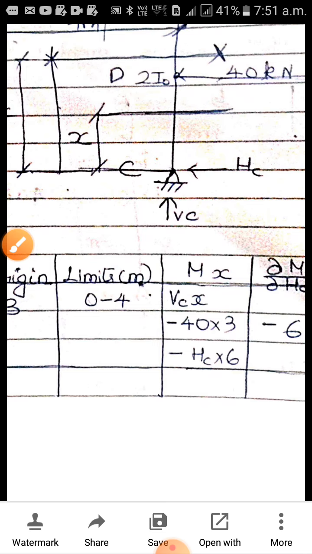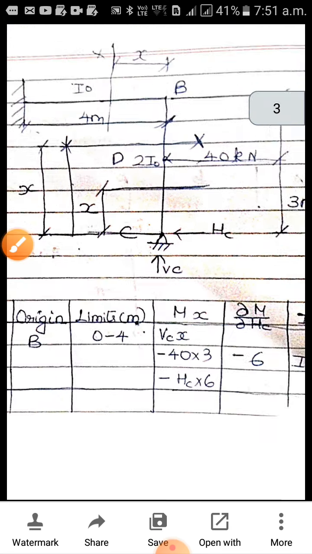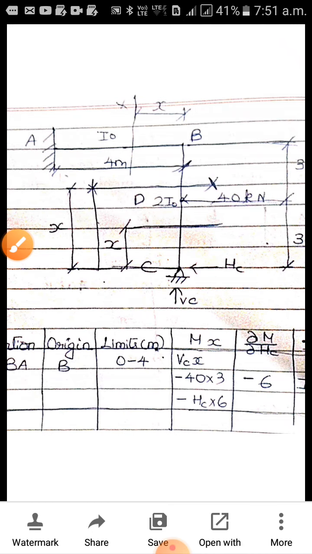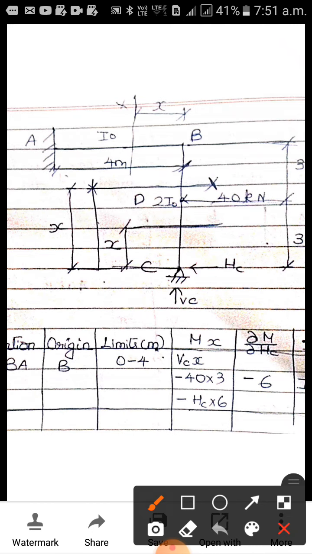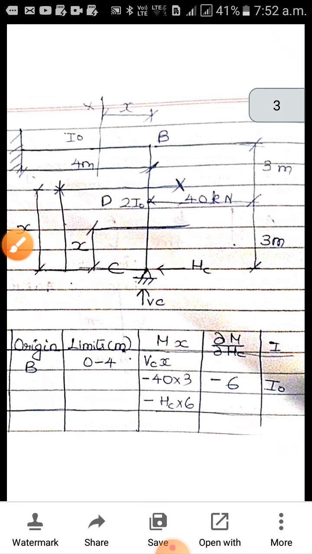Next, for the DB portion, x is somewhere here. So for HC it is HC into x only. VC is acting on the same line, so 0. The line of action of the force x, if you draw a parallel line, it is coinciding, so the distance is 0. And for 40, so this is 40.